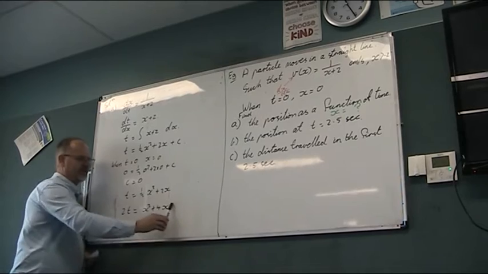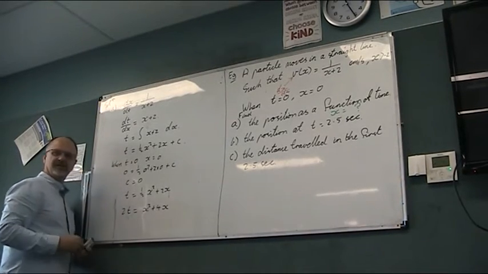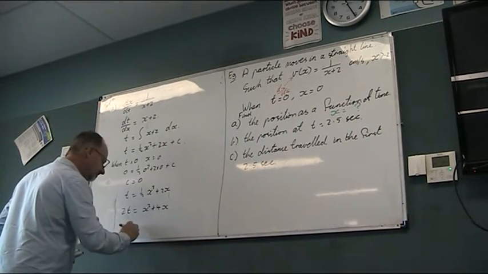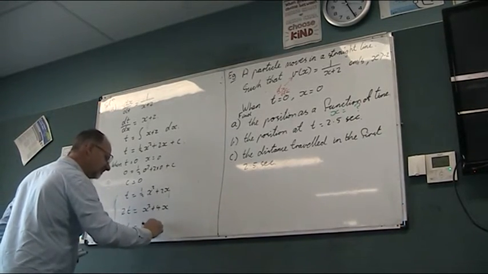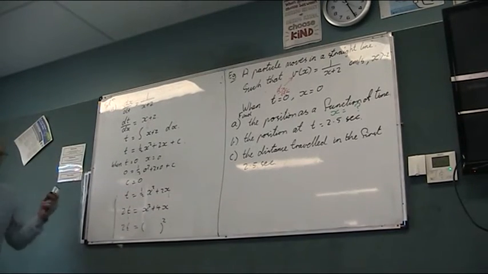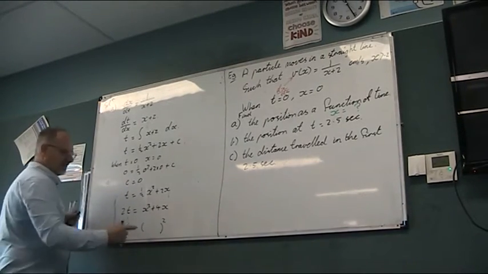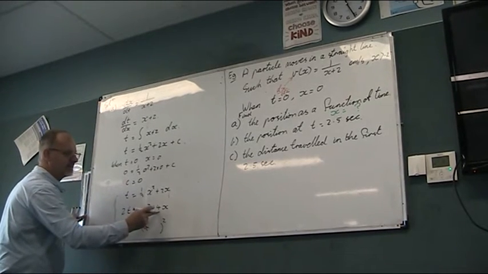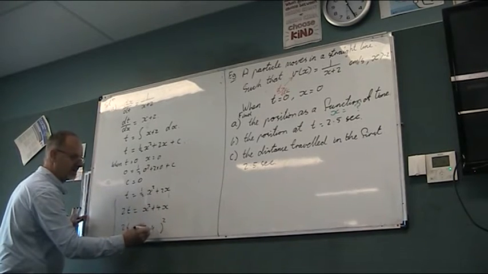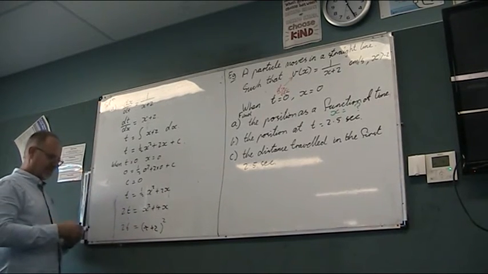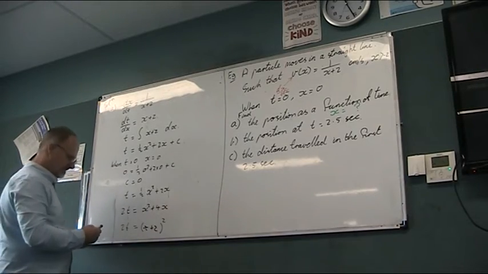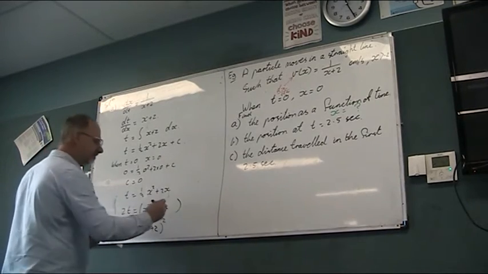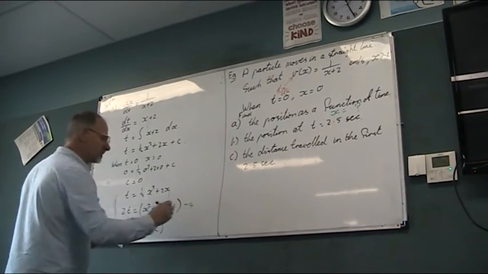What could I do with this, do you reckon? So that I get x appearing just once. Complete the square. Because in here we're going to have x plus 2. Now, of course, when I do that, I've now created an extra 4, so I've got to take 4.